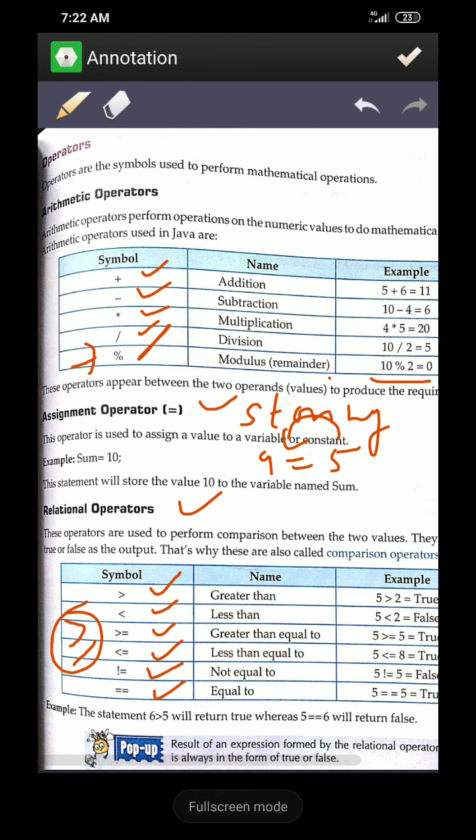When we compare two things for equality, we have to use these two equal signs. Okay, so this is very important.